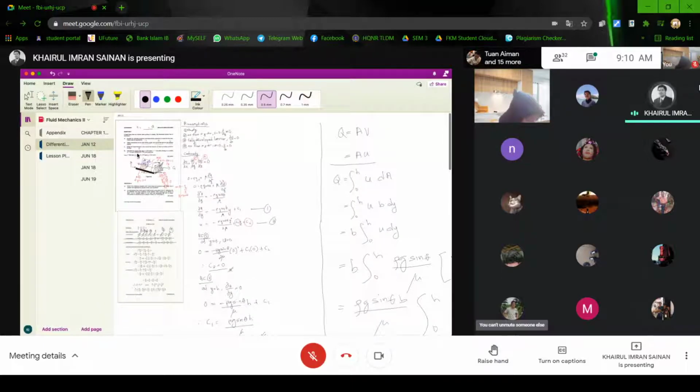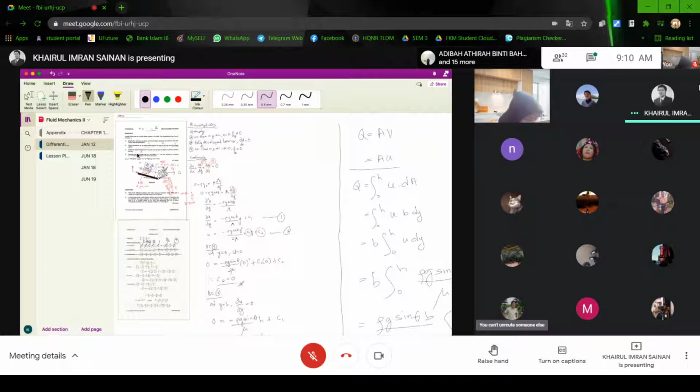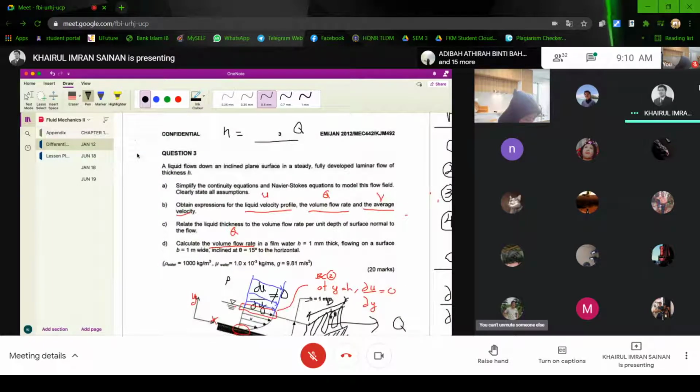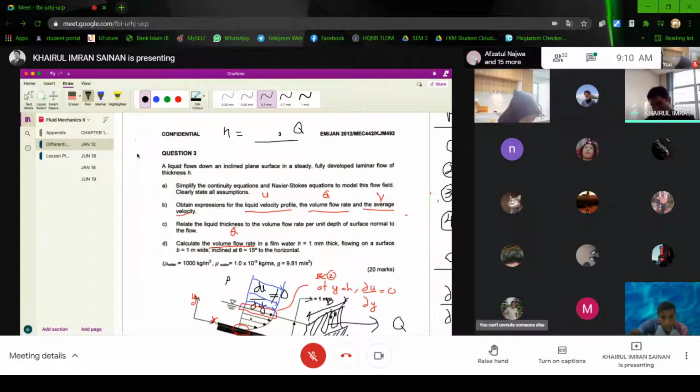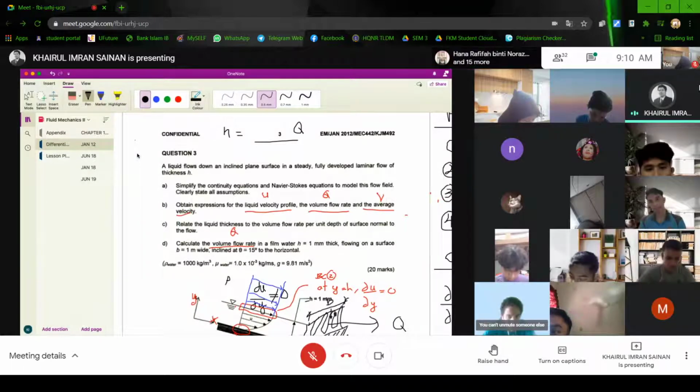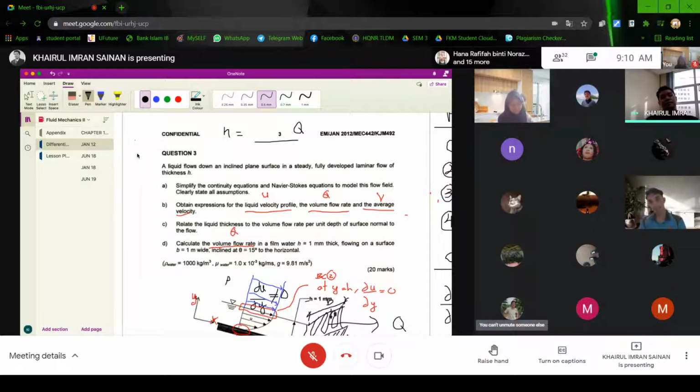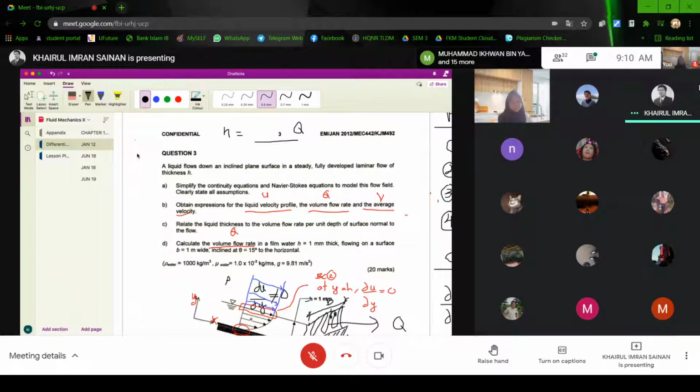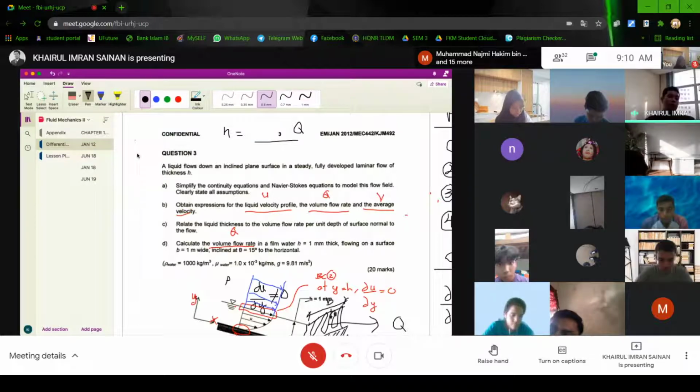So this question will be what? 20 marks. Okay, this question is, for me, quite good and complete. They not only ask you the velocity profile, they ask you the volume flow rate, the average velocity, the relation between thickness and volume flow rate. So they're going to play around with this kind of question. Perhaps instead of relating liquid thickness, they want you to relate average velocity with velocity profile, for example.